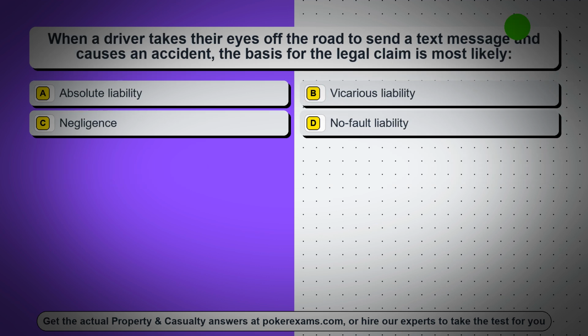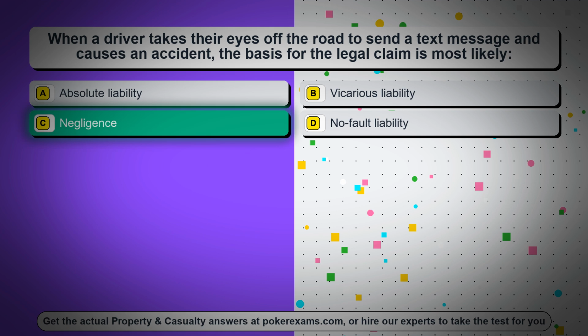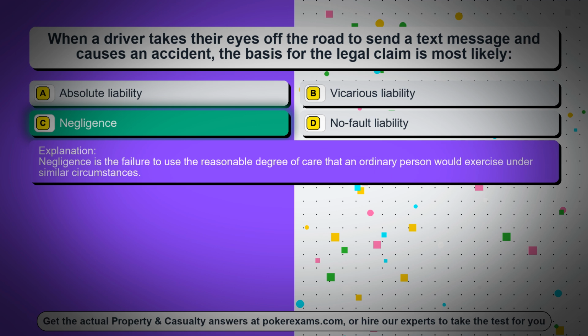When a driver takes their eyes off the road to send a text message and causes an accident, the basis for the legal claim is most likely, option A, absolute liability, option B, vicarious liability, option C, negligence, option D, no-fault liability. The correct answer is option C, negligence. Negligence is the failure to use the reasonable degree of care that an ordinary person would exercise under similar circumstances.